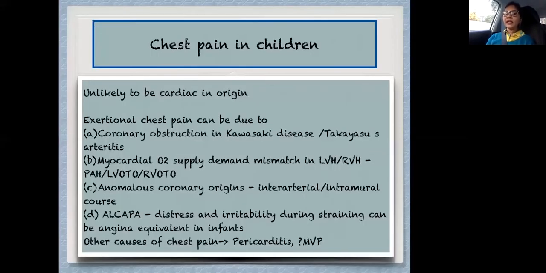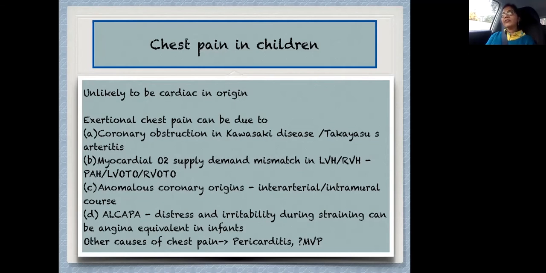Chest pain is generally unlikely to be cardiac in origin, but exertional chest pain in children can also be due to coronary obstruction in Kawasaki sequelae. Like there was Kawasaki, and ultimately it led to aneurysm and some stenosis, and that is causing real coronary obstruction and ischemia, like in adults. Or there could be a myocardial oxygen supply demand mismatch in left ventricular or right ventricular hypertrophy, or like in pulmonary arterial hypertension, or either of the ventricular tract obstructions.